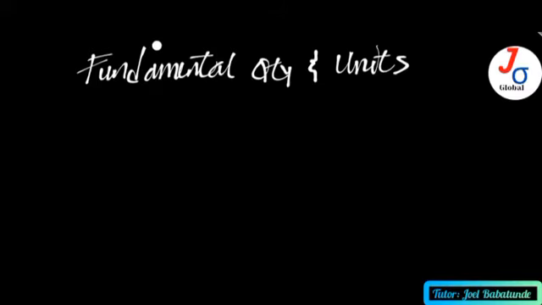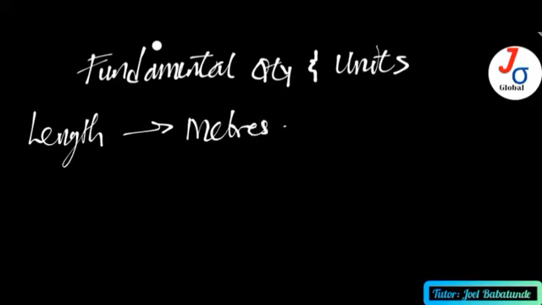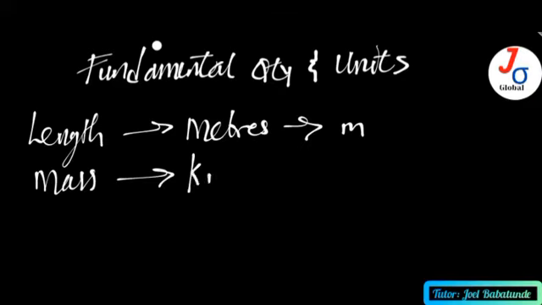So one of the fundamental quantities I want to look at is length. The unit for length is meters, and the abbreviation for the unit is m, small letter m. Then the next one we want to look at is mass. Mass is measured in the unit kilogram, and the abbreviation is kg.